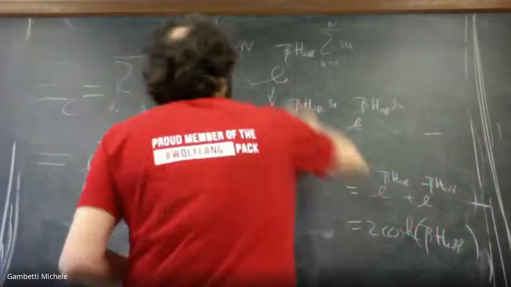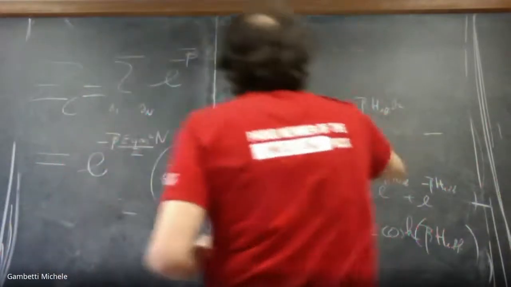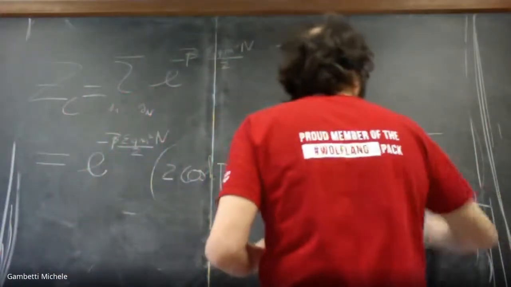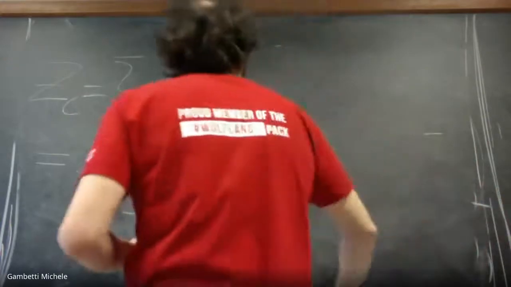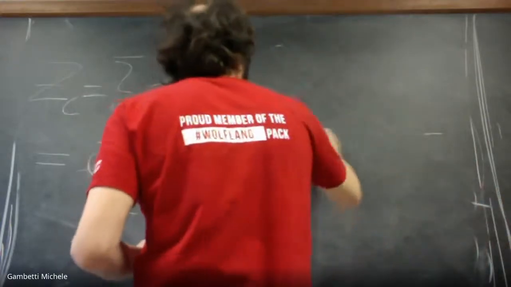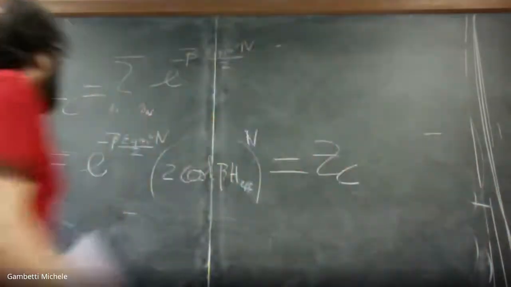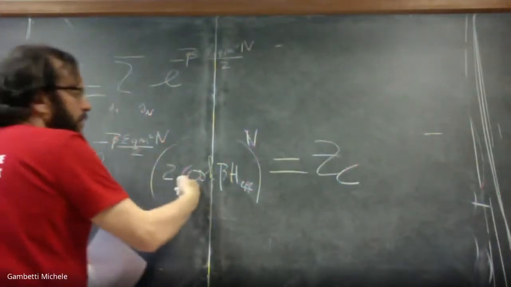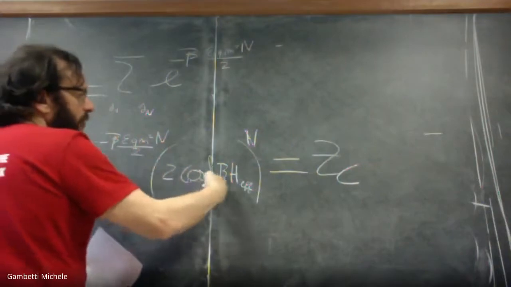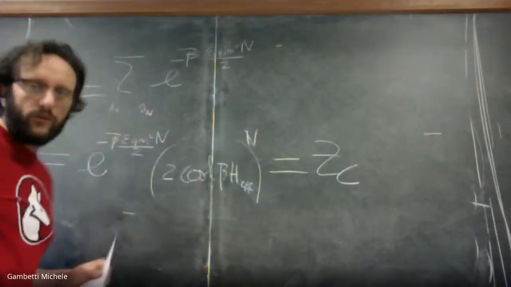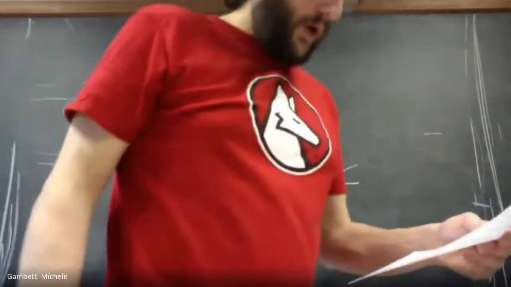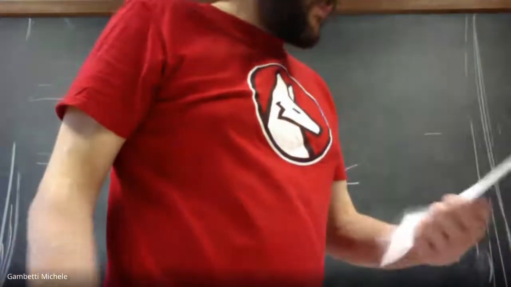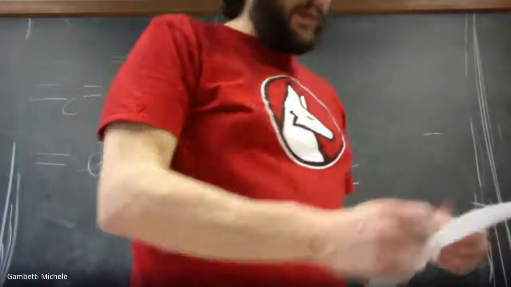Okay, let me write it now. This is Z canonical. So it has this exponential factor, and then there is 2 hyperbolic cosine of beta h effective to the power of n. This is the canonical partition function.